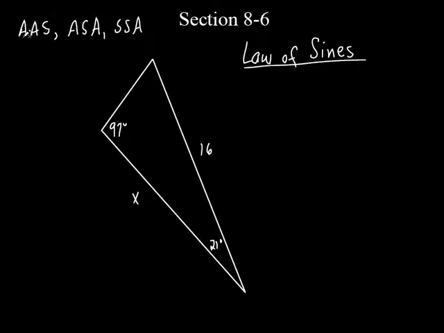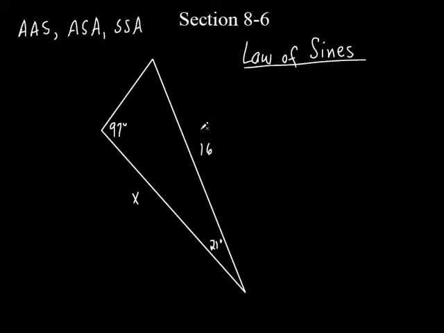If you have a triangle that has two angles and a side that's not in between the two angles, you can use the law of sines. If you have two angles with a side in between the two angles, then you can use the law of sines. If you have two sides and an angle that's not included, not in between those two sides, then you can use the law of sines.